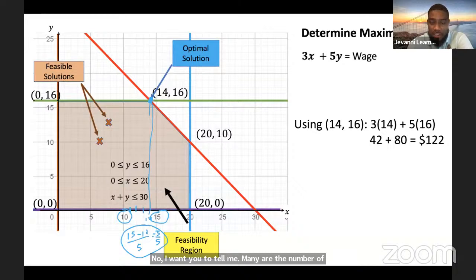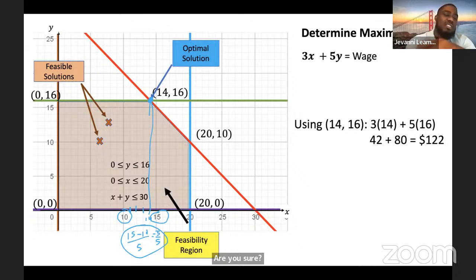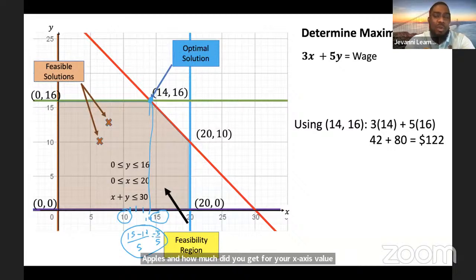42 kilograms. 42? You sure? So what does this x-axis represent? Does it represent apples or pears? Apples. And how much did you get for your x-axis value when you got the optimal solution, or the maximum wage? What was your x value for the optimal solution?